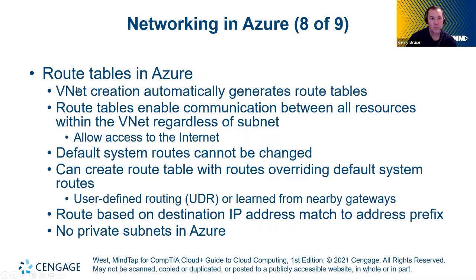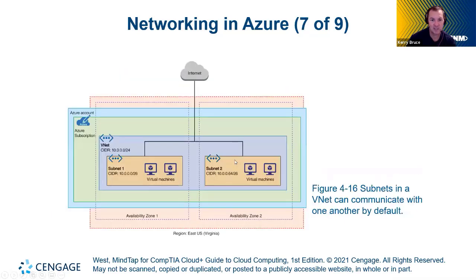When you create your VNet, it automatically generates a routing table. The routing table enables communication between all resources within the VNet, regardless of the subnet. So what that means is these subnets can talk to each other, and these subnets can talk to the internet. And if I added other ones, they could all talk to each other as well.